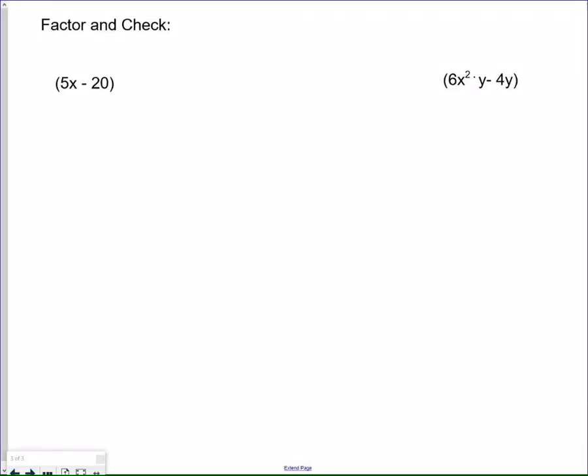Hello. What follows is basic factoring of binomials. Binomials are any expressions that have two terms. The terms are separated by a plus or minus.